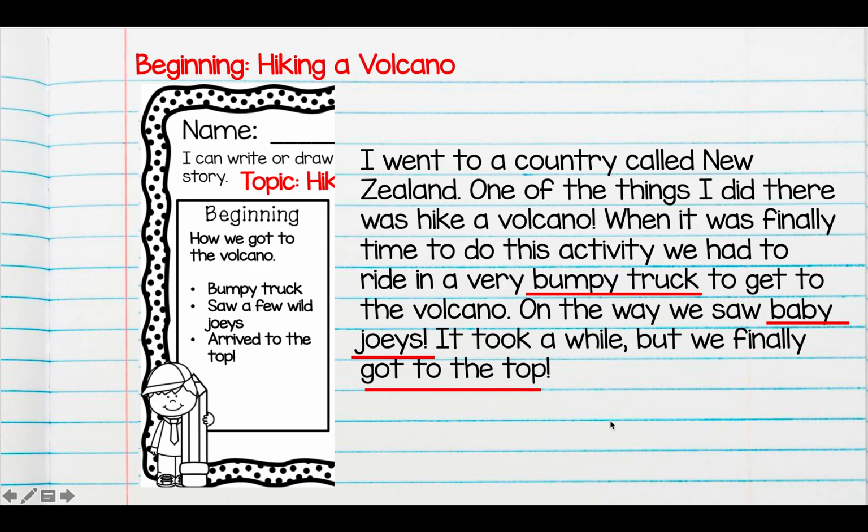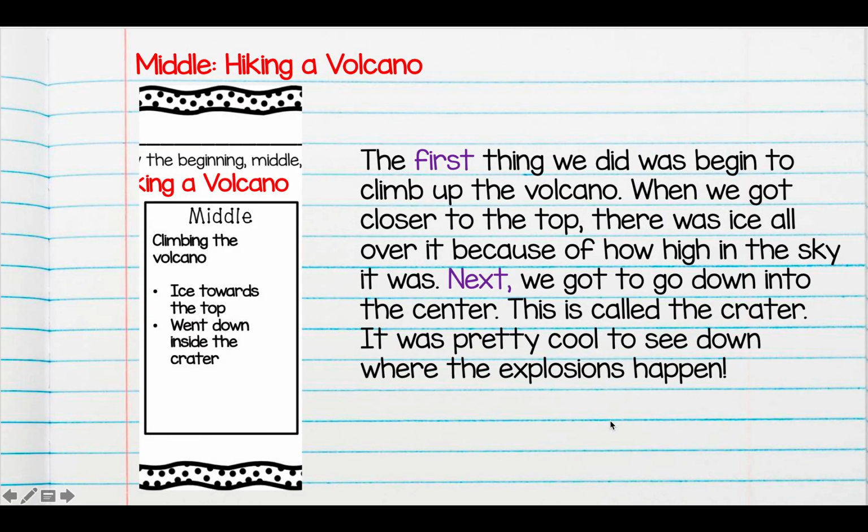Let's move on to the middle of the story. In the middle, I wrote, the first thing we did was begin to climb up the volcano. When we got closer to the top, there was ice all over it because of how high in the sky it was. Next, we got to go down into the center. This is called the crater. It was pretty cool to see down where the explosions happen. Notice that I use my transition words. I use those words like first, next, after that. Be sure to use those in your story too. They're always great to have.